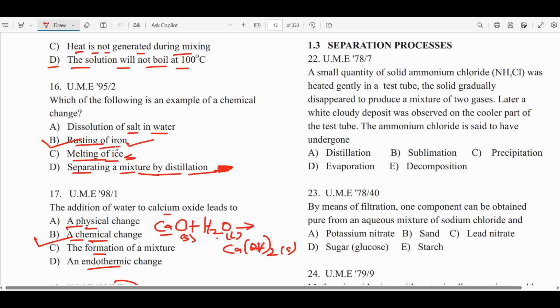Now, with that, we've come to the end of physical and chemical change. Now, let us conclude this session by looking at questions on separation processes. Then I'll begin with this question.